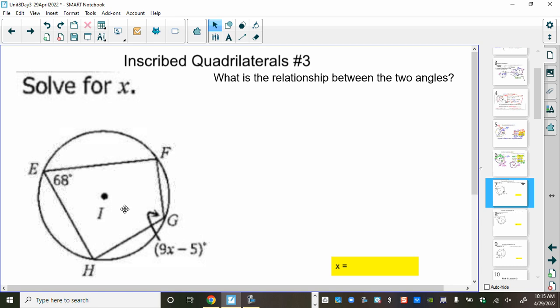So this question, angle E and angle G, what is the relationship between those two angles? Who could tell us? Angle E and angle G, what would be their relationship? Yeah, so go back to the other page, previous page. So I think what we want is 68 plus 9x minus 5 equals 180. That's what we want for this one. Good. They're going to add up to 180.